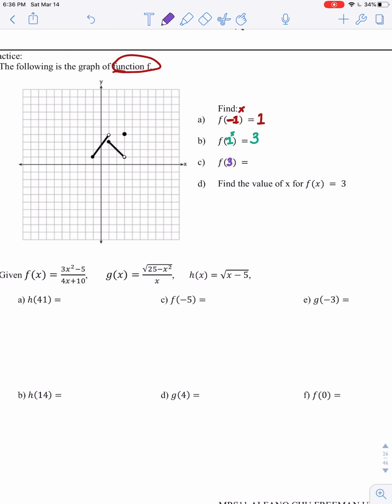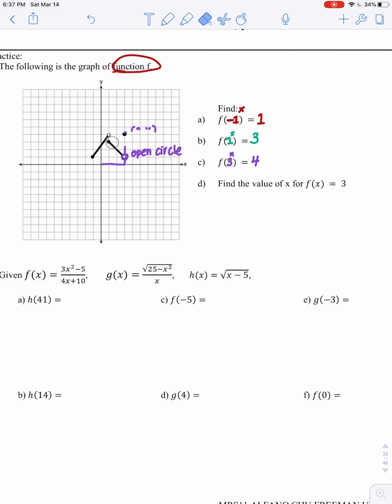I want to know what is my output when my input, or my x value, is 3. So I'm going to go over to 3 on my x-axis, and then I'm going to go up or down until I find the y value that the graph will give me. Notice it is not this point because this is an open circle. Remember, open circles are not included in our solution set. I'm going to have to keep on going until I hit this point. This is the point (3, 4), which means that when my input is 3, my output is 4.